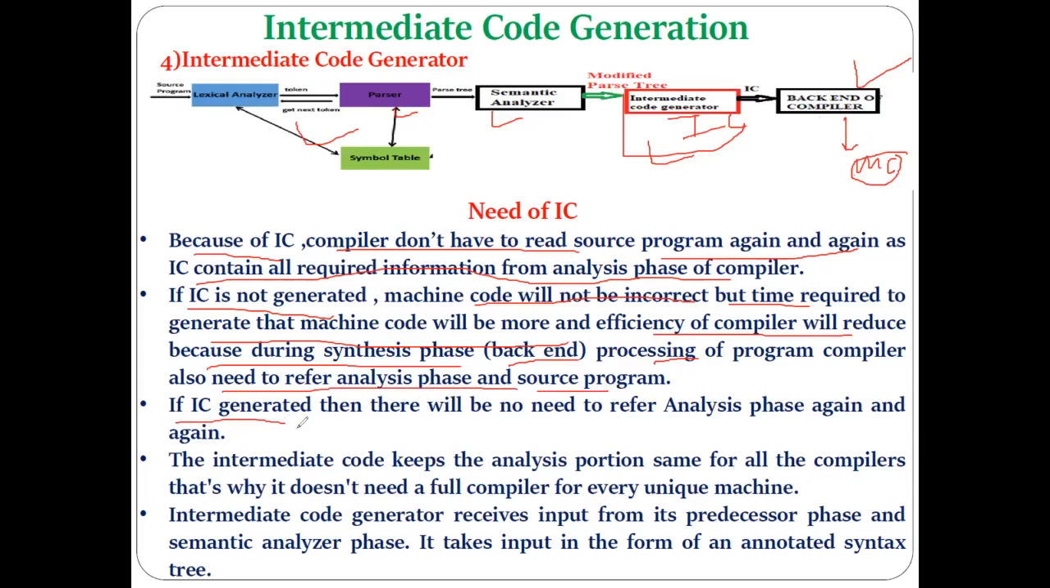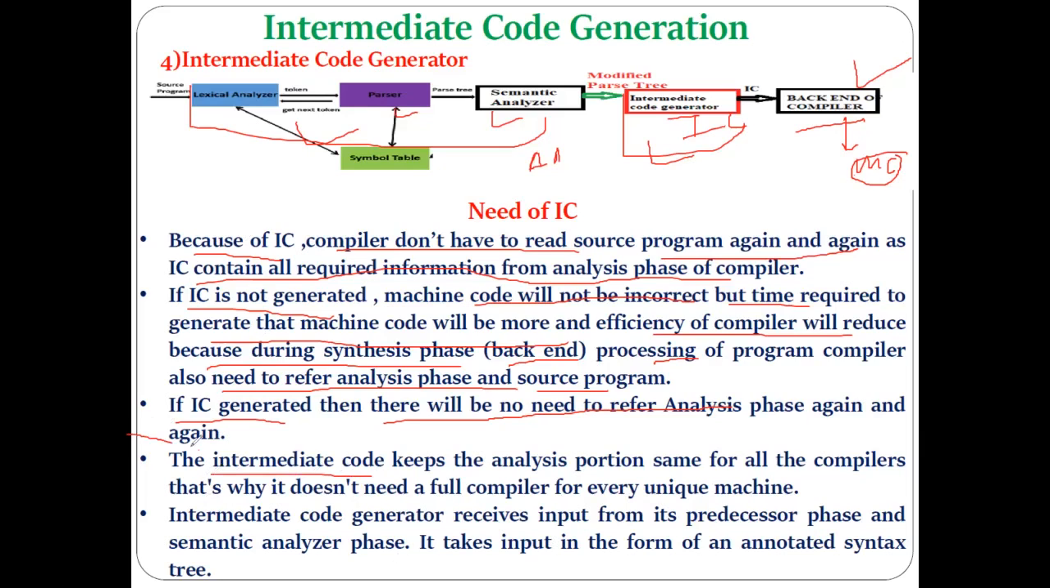So if IC is generated, then there will be no need to refer to the analysis phase again and again. Analysis phase means these three phases we are referring to as the analysis phase. And the remaining phases in the compiler, code optimization and code generation, we are referring to as the synthesis phase. So that is one of the needs for generation of intermediate code.